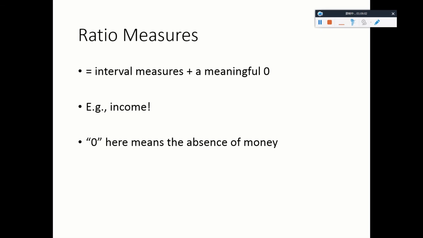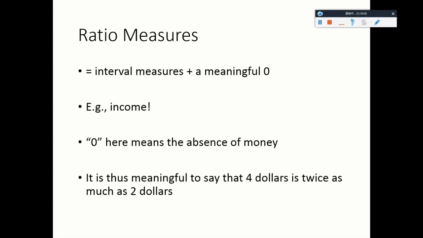And exactly because the 0 is real, you can meaningfully say that $4 is twice as much as $2. And if you earn $4 and I earn $2, you can meaningfully say that you are twice as rich as Andrew. Okay? The reason here is you have a meaningful 0 point.